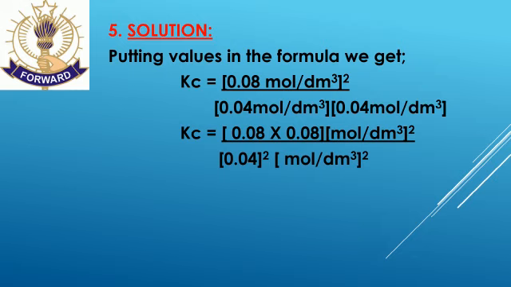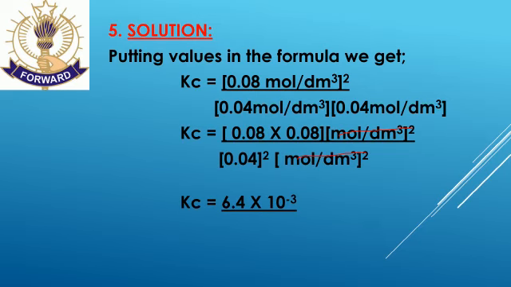In this case, we have mole per decimeter cube whole square in the numerator and we have mole per decimeter cube in the denominator, which means that they will cancel out with each other. As a result, we will only be left with the numbers. Now we can easily multiply and divide the numbers to get the answer.